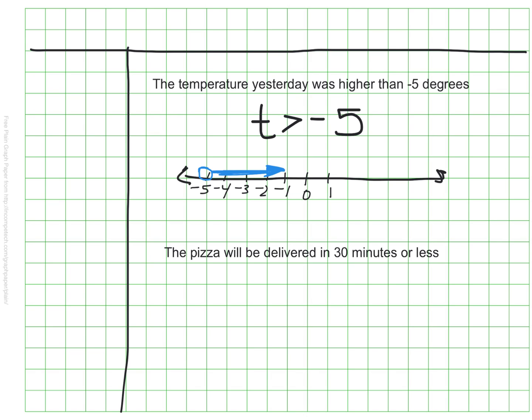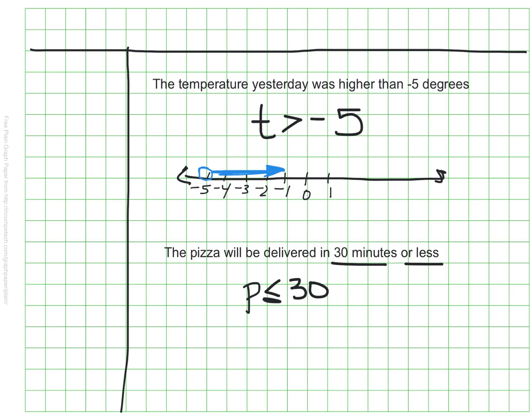Another inequality we might see in daily life is someone saying that the pizza will be delivered in 30 minutes or less. The pizza will either get to our house in 30 minutes exactly or under. I can write that as an inequality. Here I'm going to use P for pizza. The pizza will be here in less than 30 minutes, right? But it might also be here exactly at 30 minutes. So I'm going to make this a less than or equal to symbol, so that P is less than or equal to 30 minutes.